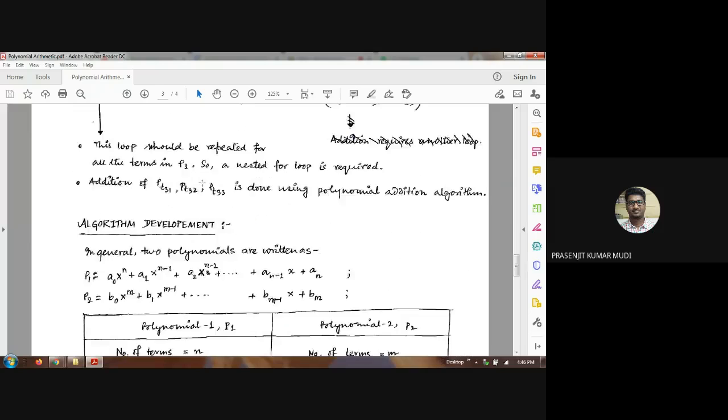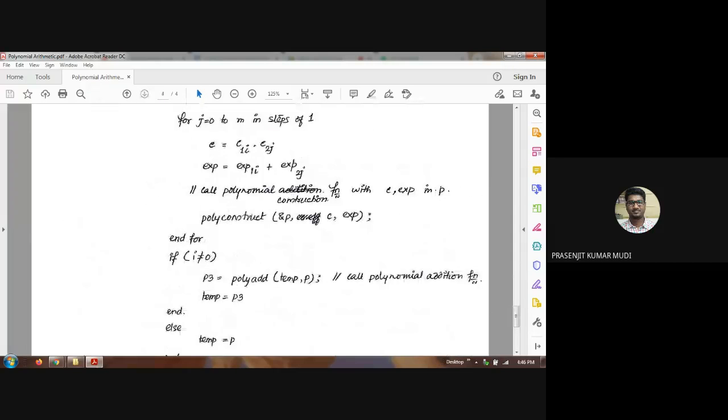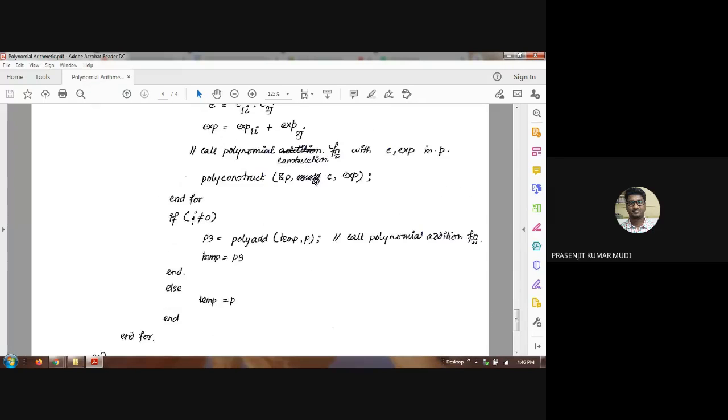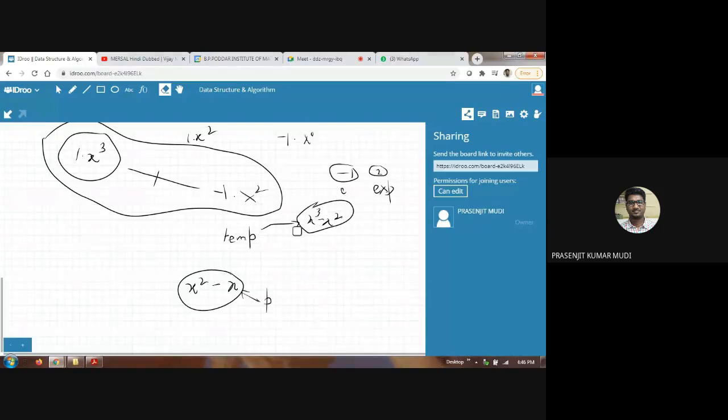Now what will happen? Poly construct, that is done. Next, if I not equal to 0, yes, it is true, because I is now equal to 1, 1 not equal to 0, it is true. So what is happening? You are calling the polynomial addition algorithm or function. This polynomial addition is supposed to add two polynomials. What are those polynomials? One is the polynomial pointed by temp, and one is the polynomial which is newly constructed as a temporary polynomial pointed by temp. So these two polynomials will be added.